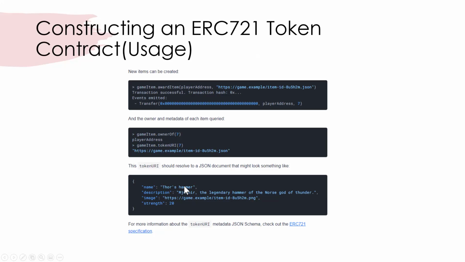So for example, this is just an example, it's a game that rewards you with Thor's hammer. So this is the name, description, and then it stores the image, and then the strength of the item. So I don't know if that was your question, Arthur.